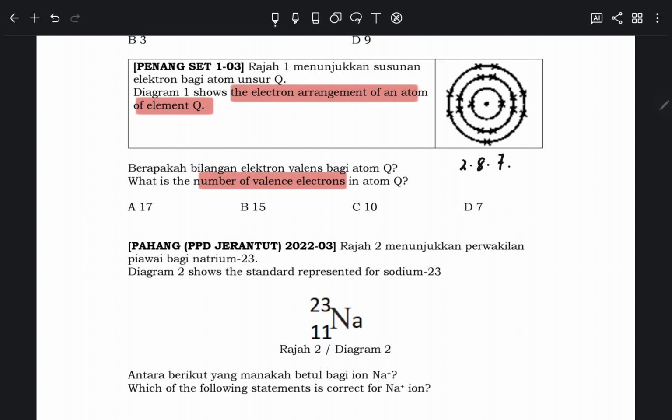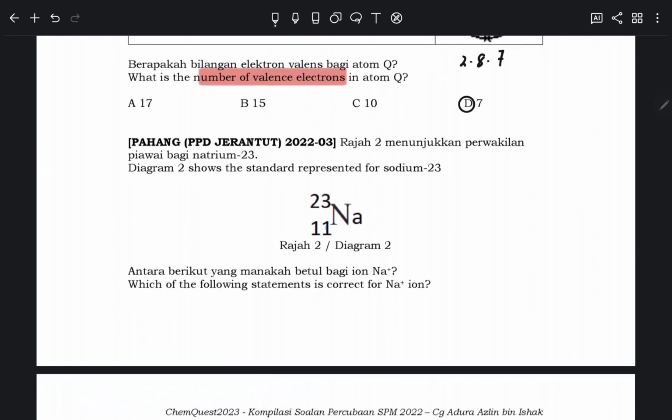Okay, so what is the valence electron in atom Q? They ask for valence electron, right? So the final shell is the valence electron. The final shell is what we call the valence shell, and that is the valence electron. So because there are 7, the answer is 7 and D. Okay, your correct answer is D.